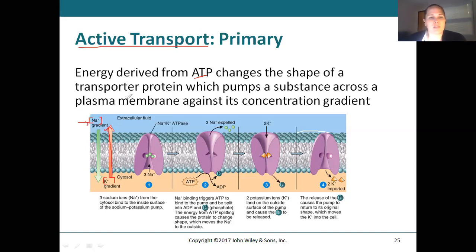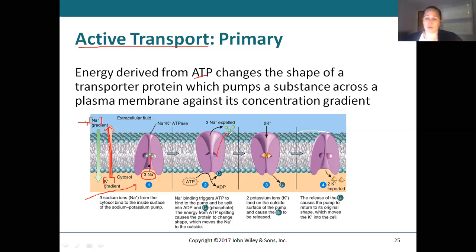So you can see the concentration gradient of sodium wanting to come into the cell and potassium wanting to leave the cell. The sodium-potassium pump is a great example of active transport because it helps maintain this balance of high concentration of sodium outside the cell and high concentration of potassium inside the cell. So even though there is a low concentration of sodium inside the cell, what it does is bind to that sodium and pump it out of the cell.